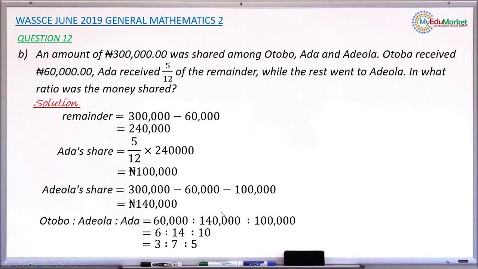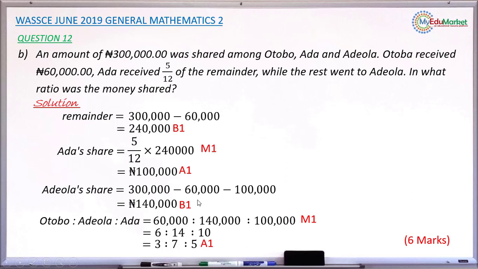So let me just share with you quickly the mark distribution for this very question as it is in the marking scheme. The very first mark is bonus 1 mark, and this bonus 1 mark is for getting the remainder after taking Otobo's share as 240,000 naira. That gives you this bonus 1 mark. The next mark is attempted to get Ada's share. Writing the correct multiplication and division, you have this method 1 mark. And when you have Ada's share as 100,000 naira, you have this accuracy 1 mark.